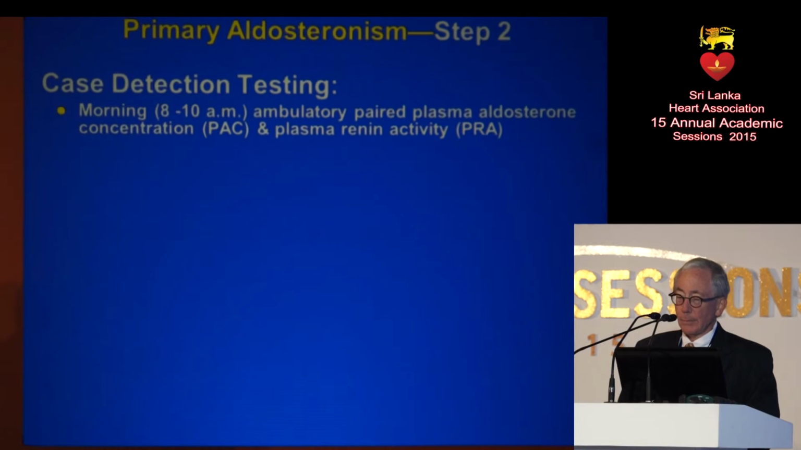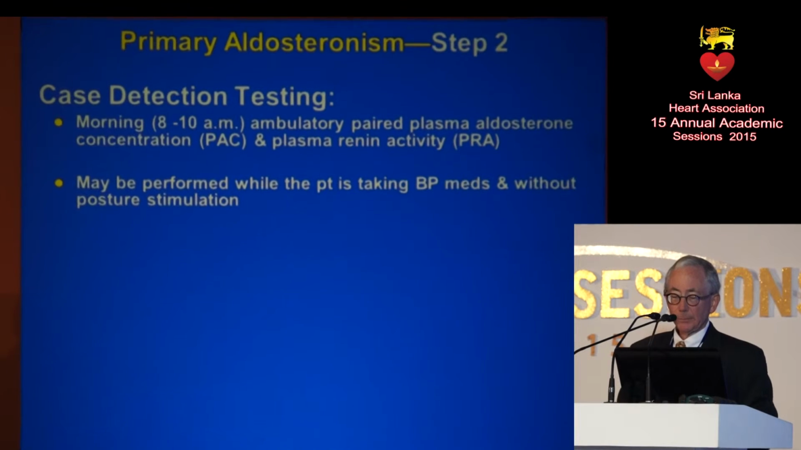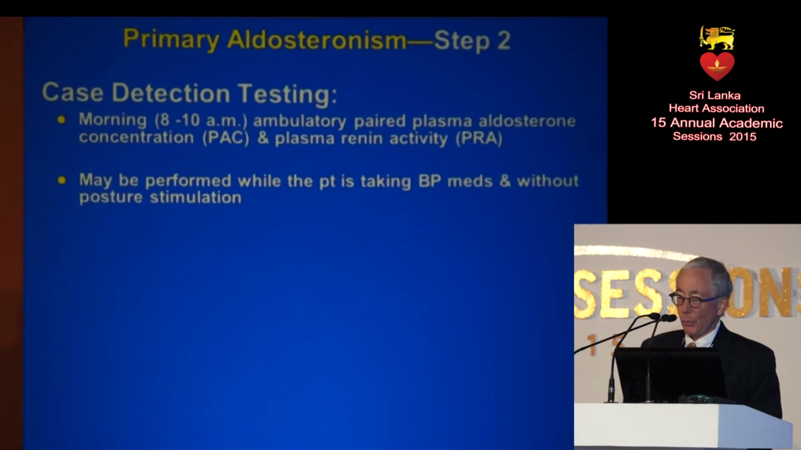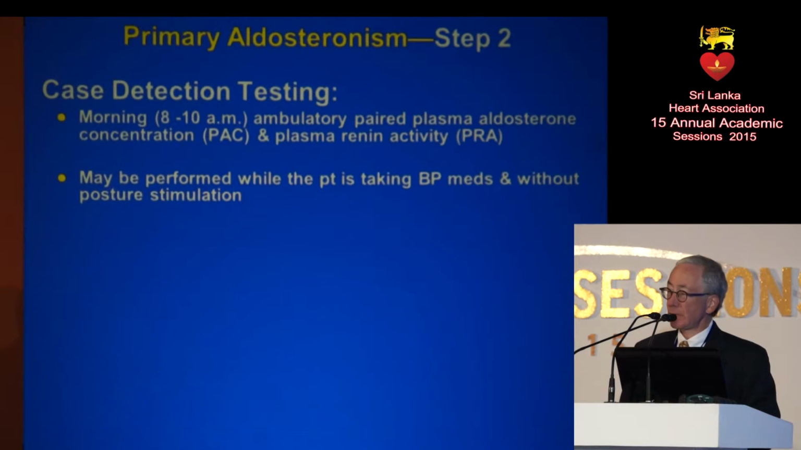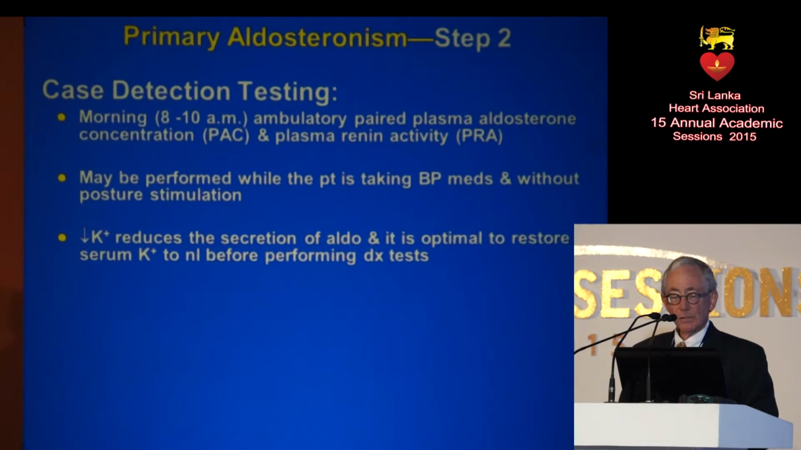So what I would recommend for case detection testing is a morning ambulatory paired plasma aldosterone concentration and plasma renin activity. And it may be performed while the patient's taking blood pressure medicines and without specific posture stimulation. Reduction in potassium reduces the secretion of aldosterone, and it's optimal to restore serum potassium to normal before performing diagnostic tests, and this can be done with potassium chloride.